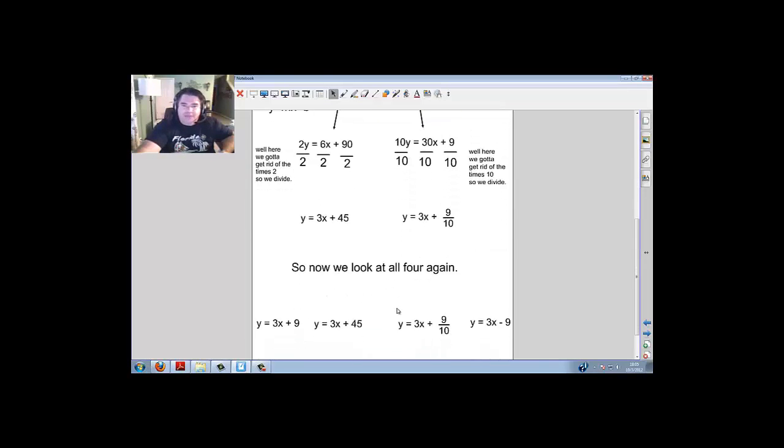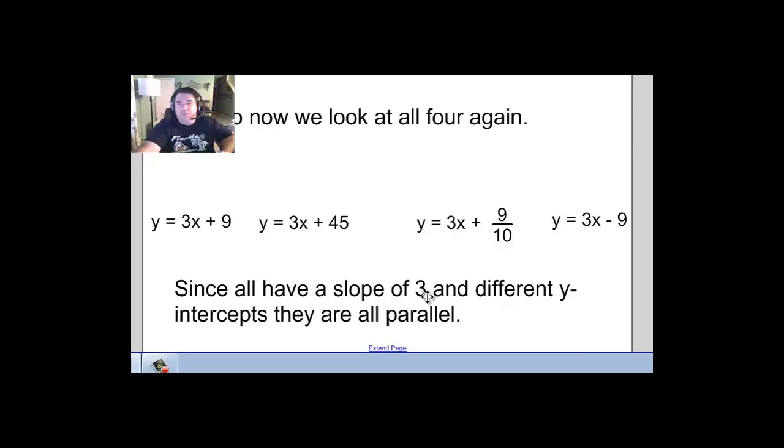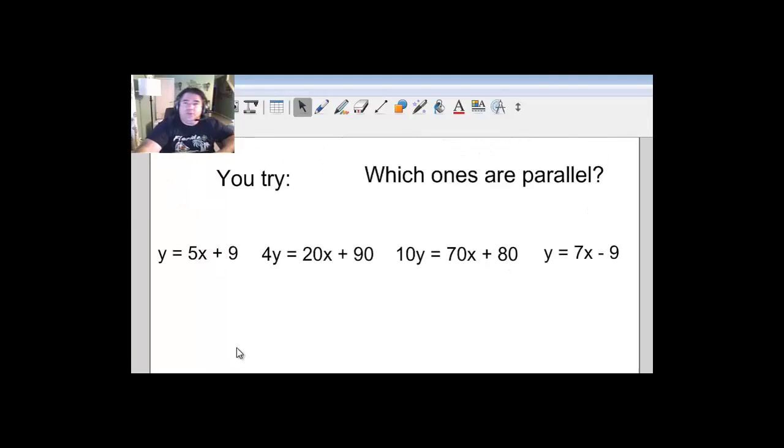So we'll look at all four again. y equals 3x plus 9, y equals 3x plus 45, y equals 3x plus 9/10, y equals 3x minus 9. Since they all have a slope of 3 and different y-intercepts, they're actually all parallel. You try. Which ones are parallel?